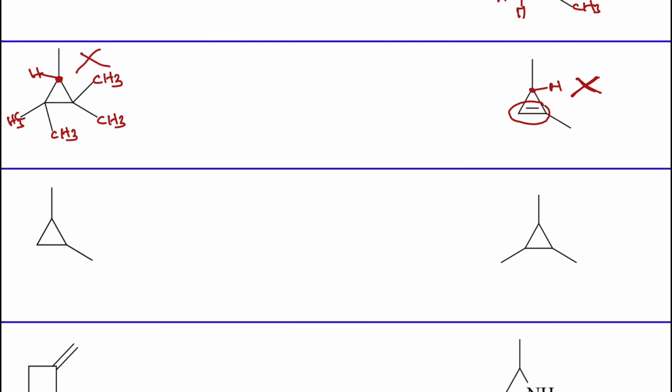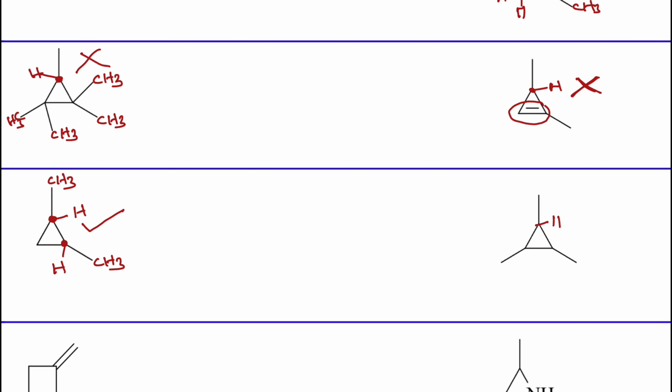Now in the next example, if you see, this is hydrogen and methyl, hydrogen and methyl, sp3, sp3. So this is an AB type of structure, methyl group and hydrogen, methyl group and hydrogen. Yes, it shows geometrical isomerism.